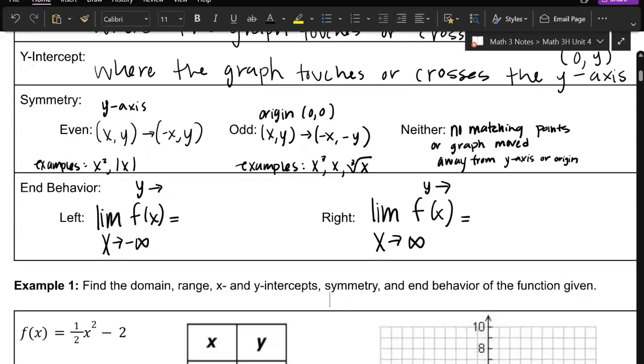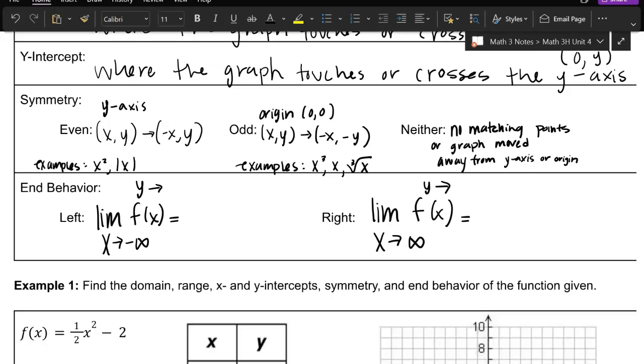And then end behavior, we did that before, so you should remember it's the limit as x approaches negative infinity of f of x equals, so that's the left side. And then the right side is the limit as x approaches infinity of f of x equals.